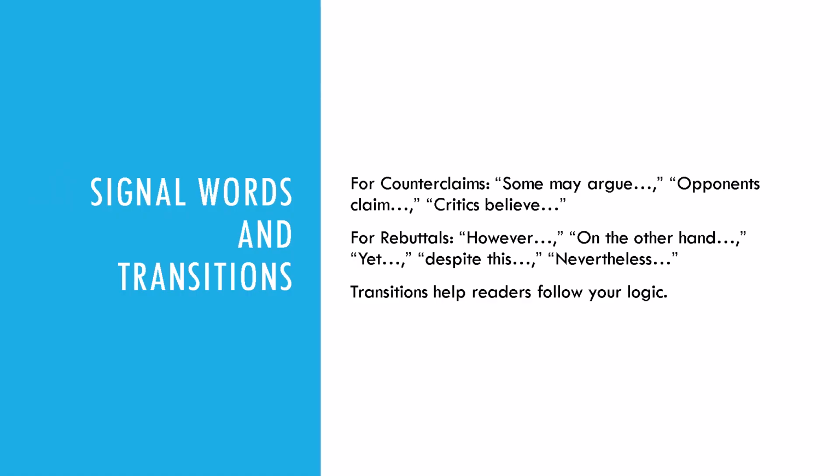So when you write counterclaims and rebuttals, the signal words are your roadmap for the readers. They're going to alert the reader that there's a shift in perspective that's coming. So you might use phrases like some may argue or opponents claim, and that's going to signal a counterclaim. If you use phrases like however or nevertheless, it's going to introduce your rebuttal. So using those transitions is going to help your argument stay smooth, and it's going to show that you're engaging thoughtfully with the topic rather than just defending your point stubbornly.